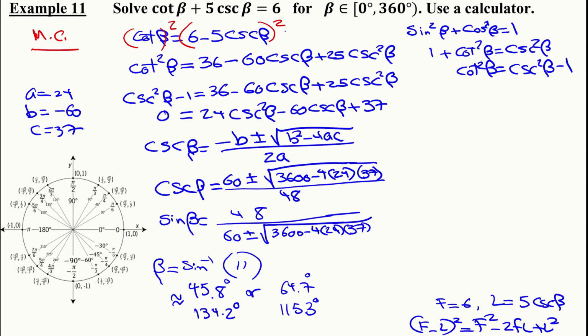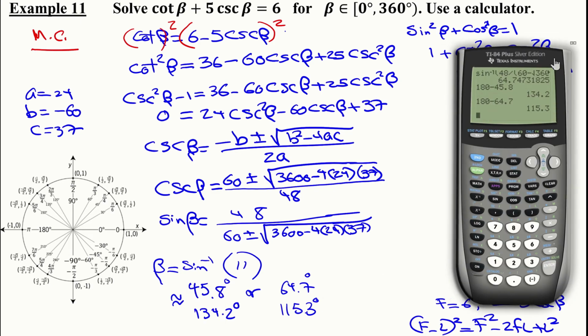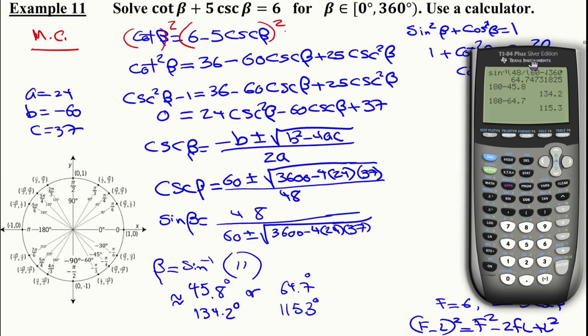Now it's time to check, because remember we did something non-basic, we squared both sides, so we may have gotten solutions that don't work. Those solutions are called extraneous solutions, meaning solutions of equations other than the original. All right, so now it's going to be all calculator work. So now we're going to plug in each of these angles into the original equation and see if they satisfy it.